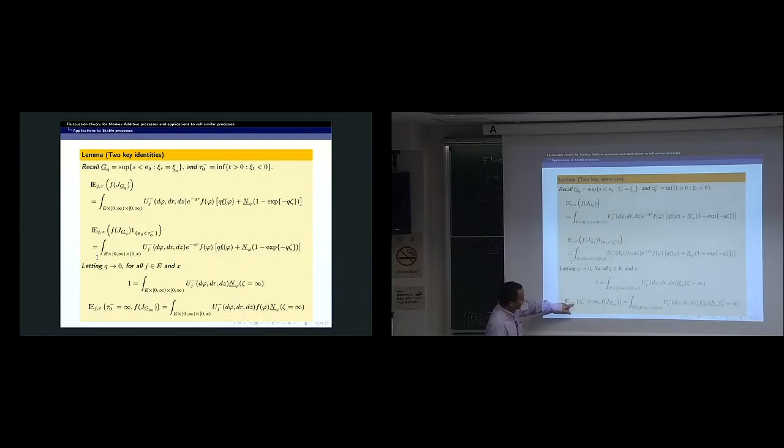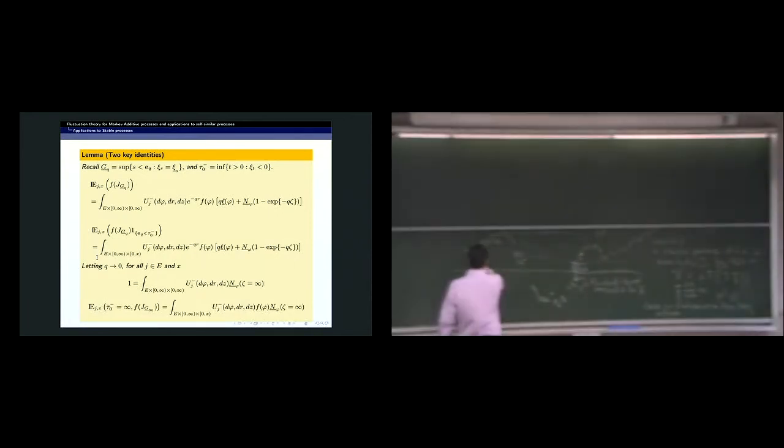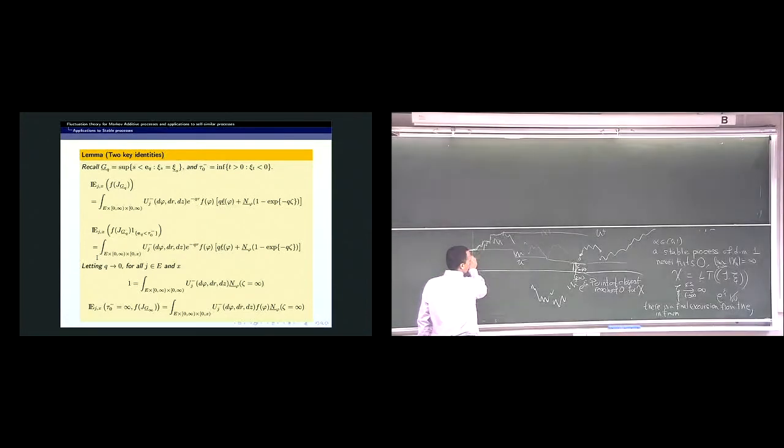So I'm starting at x. I am saying that I'm not going below 0, so the infimum should not be below level x. So the downward ladder height process cannot be too big. The upward ladder height process should be smaller than x. So what I'm saying here is that the distance from here to this point here is smaller than x.